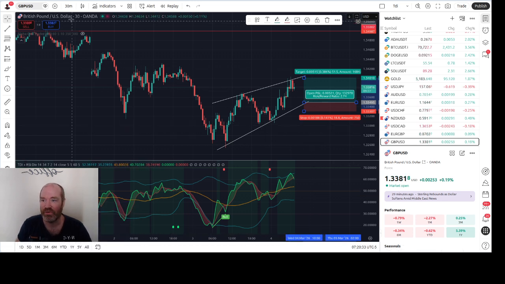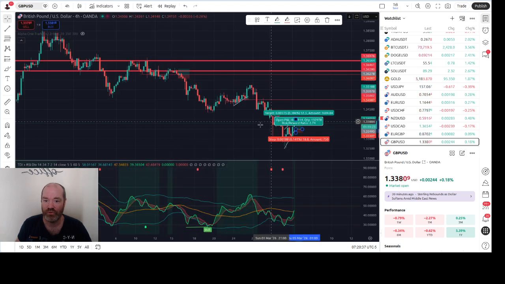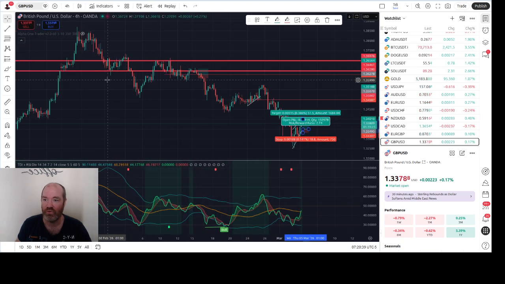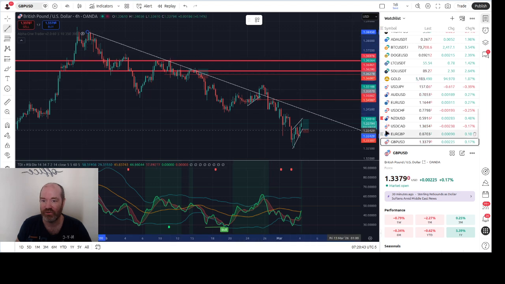But like I said, this is the way I trade. I like to trade this way. Sometimes it's a good idea to go to the 4 hour. What you do, you see what is the overall trend. The overall trend is actually a downwards trend, you see. We can mark it something like this.